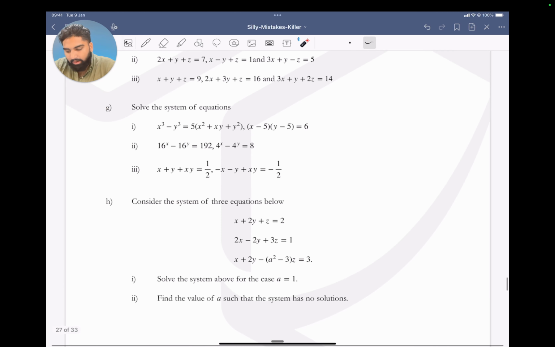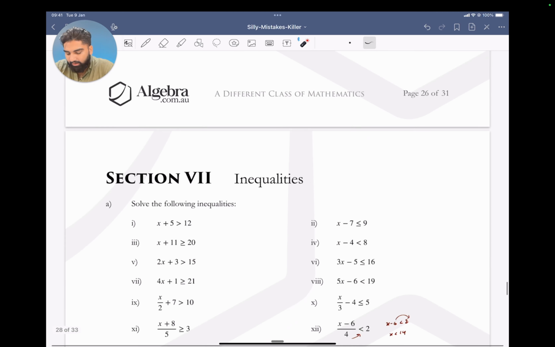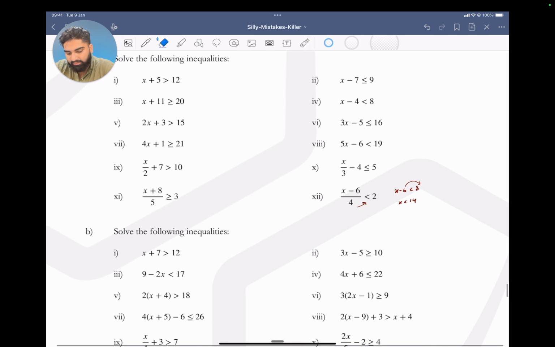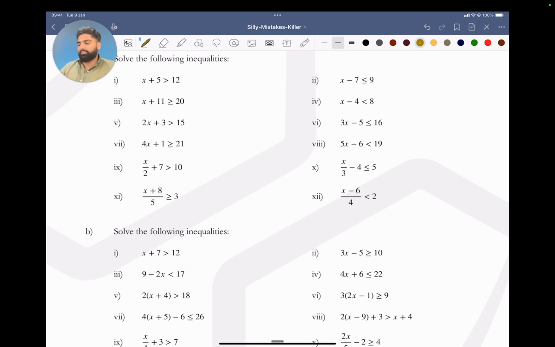Okay, then we have some hard ones. These are hard ones, but give them a try if you want to. I want to keep going over the basics. Ooh, inequalities. This is always fun.